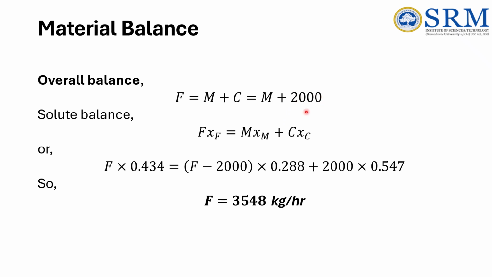The other data which is given in the question is the flow rate of crystals. So the flow rate of crystal is 2000 kg per hour. That can be substituted here. So here, instead of M, it can be written as F minus C. So F minus C is F minus 2000. The only unknown here is F. So it can be solved for F, and the feed flow rate can be computed as 3548 kg per hour. So once you substitute this F, you can also find M, the flow rate of mother liquor.